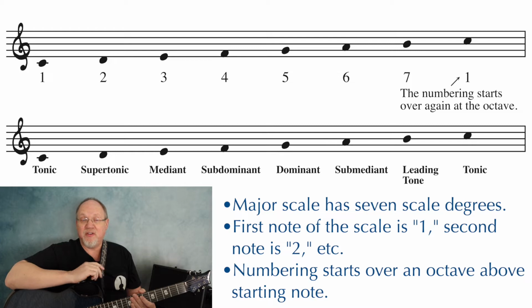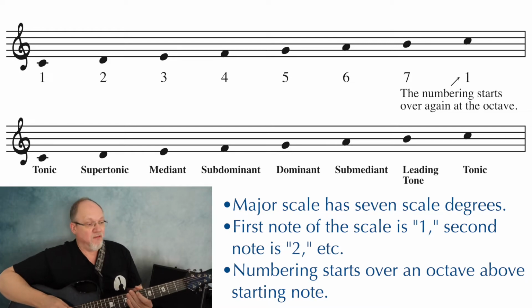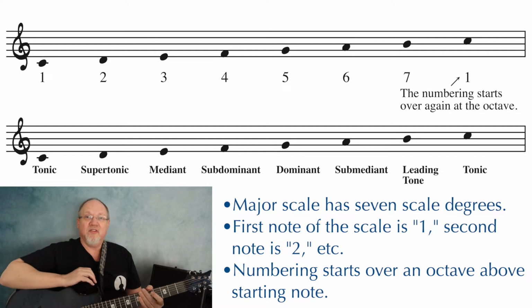Each note of a major scale is labeled by scale degree. The first note of the scale is 1, second note is 2, 3, 4, 5, 6, 7, and then we start over again at 1, an octave above our starting note.